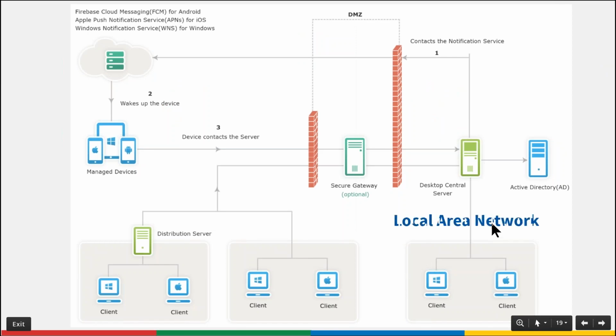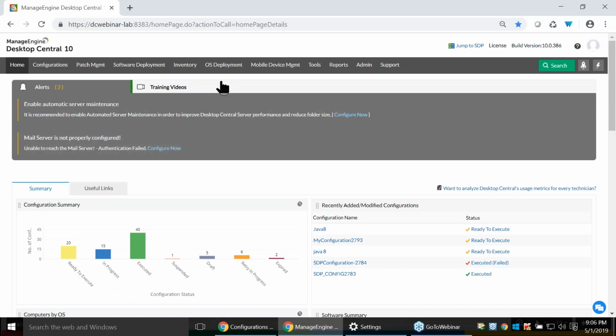Now I have computers that I want to manage using Desktop Central. How am I going to add the local area network to this Desktop Central server? So let me go to the portal. I trust you all know about Desktop Central. Once the server is deployed, you can remotely access the portal using the browser and log into the portal.